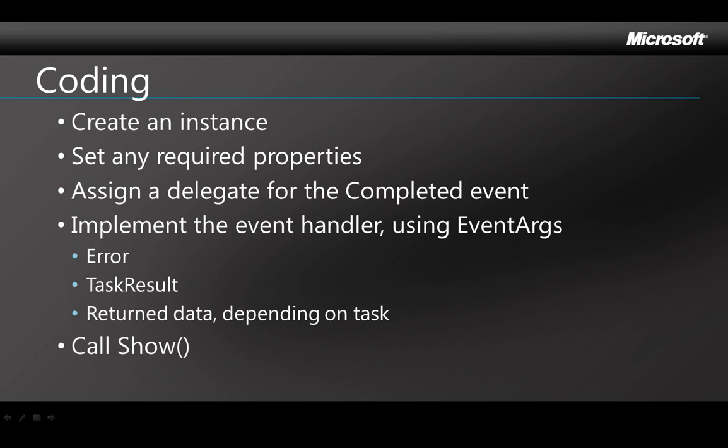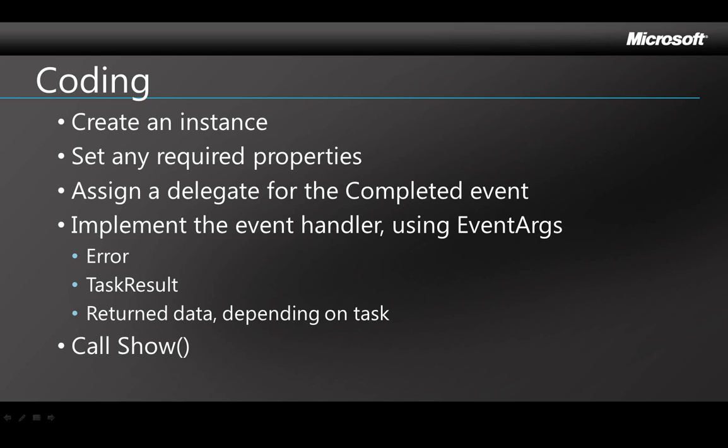You first create an instance of the class that you want to use, and you set any required properties. Then if you're using a chooser, you'll need to assign a delegate for the completed event so that you can retrieve the data that it generates, and you'll need to implement the event handler for the completed event.